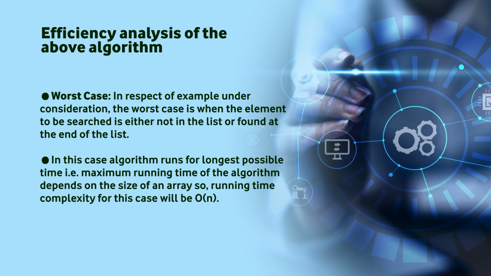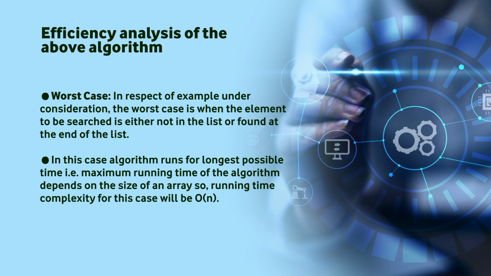In this case the algorithm runs for the longest possible time, that is, the maximum running time of an algorithm, which depends on the size of the array. If the array has n elements, our search will happen from i equal to 1 to n. So the worst case time complexity of linear search is big O of n. Big O of n is the worst case time.